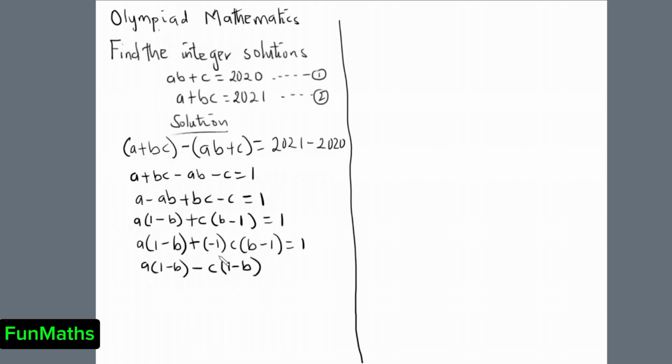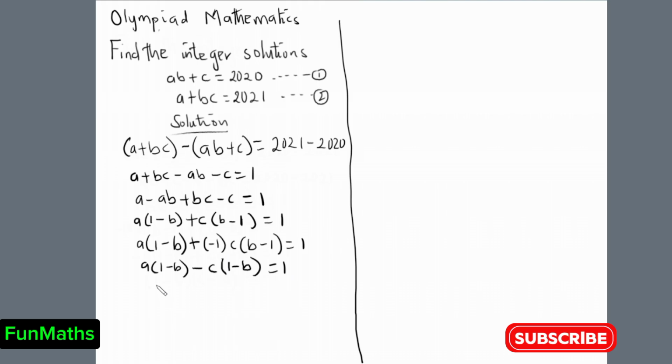How do you know this is correct? Well, let's try and see. Minus C times 1 is minus C. Plus C times minus 1 is minus C. Minus C times minus B is plus BC. C times B is plus BC. So it means we are correct, we're on track. So this is equal to 1.